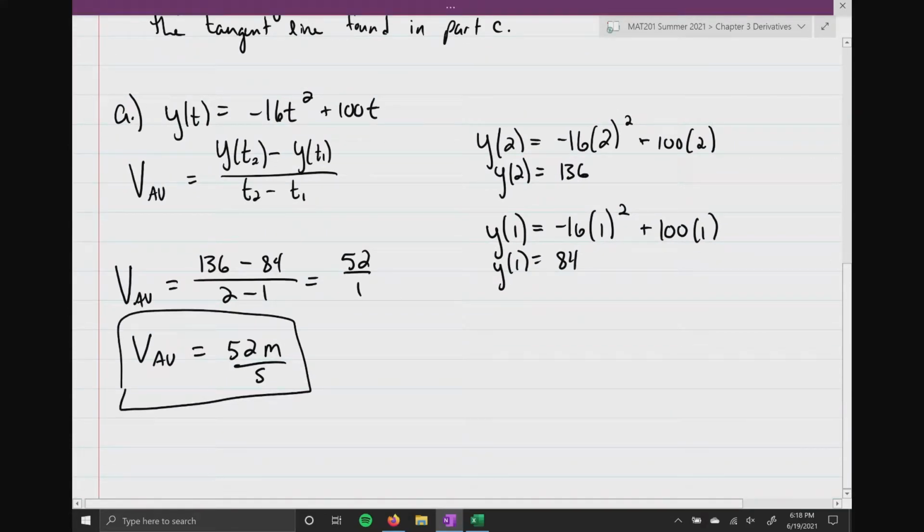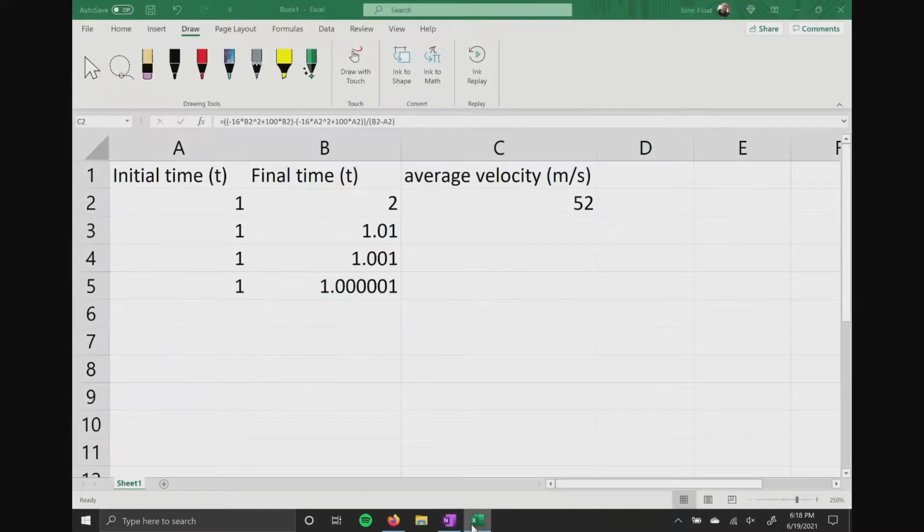Now, like I said, for the other two, I'm just going to go ahead and use Excel. So here I already kind of have it typed up and everything. We have our initial time. We have our final time. For the interval 1 to 2, we found that the average velocity is 52 meters per second.